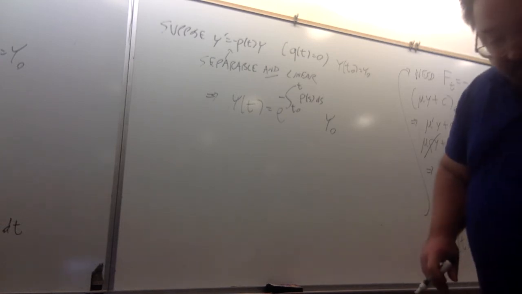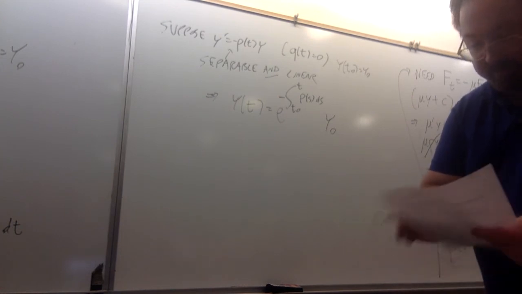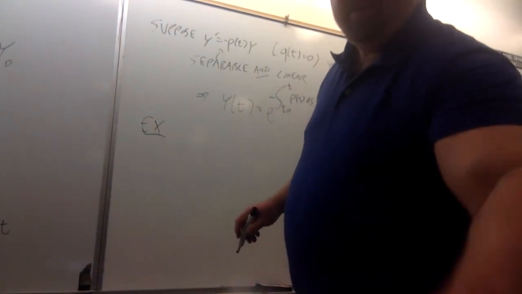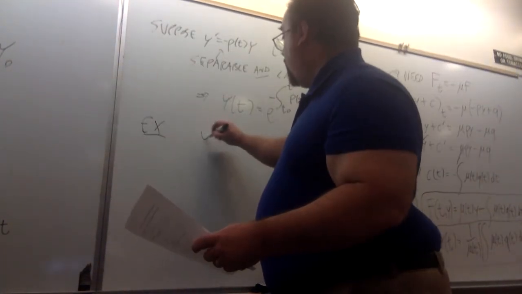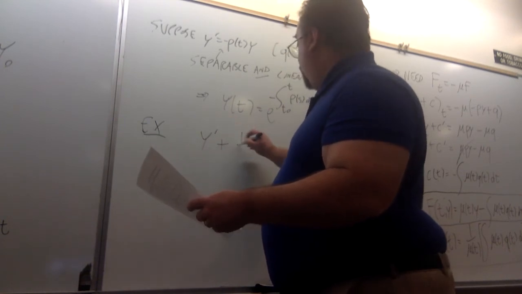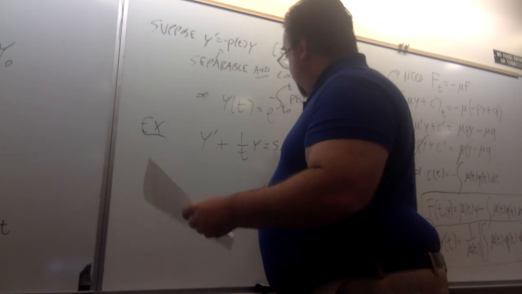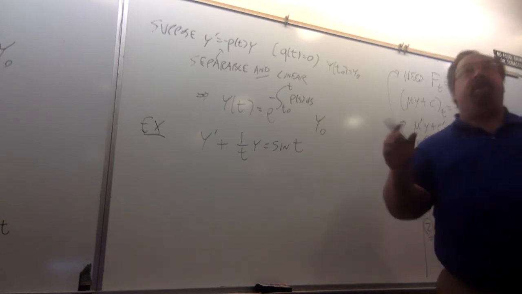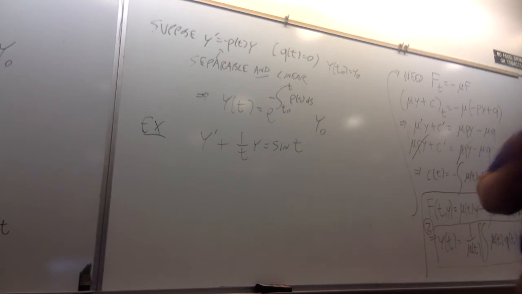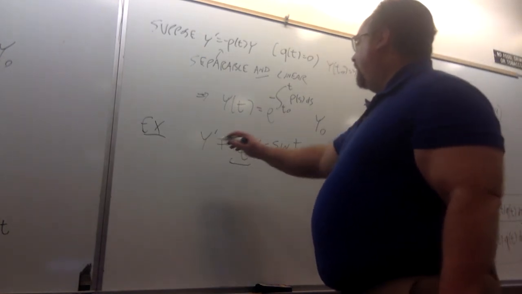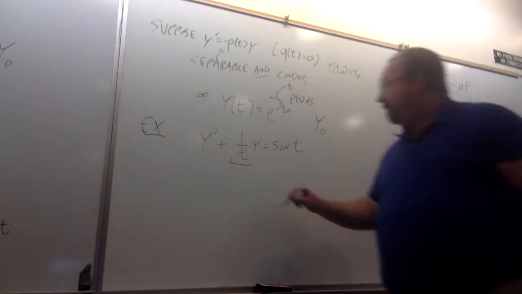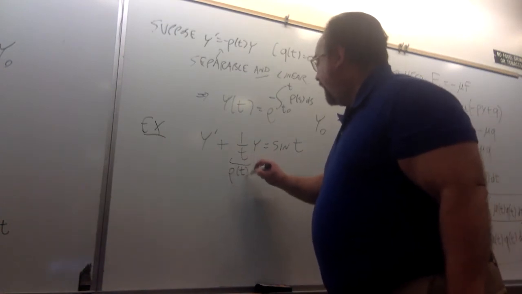Now, let's see. Okay, so suppose we have y prime plus 1 over t times y equals sine t. And I'm not specifying an initial condition in this case. So, very first thing, identify your p and your q. If you have it written like this, y prime plus something times y, so anything involving y on the left side, whatever's multiplied by y is your p.